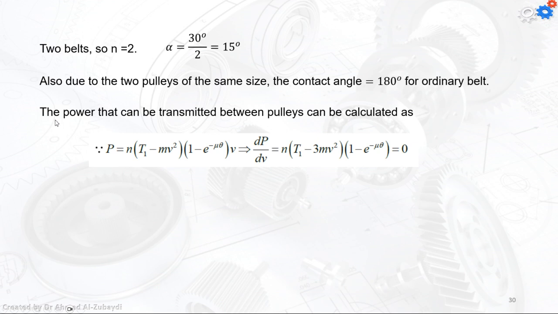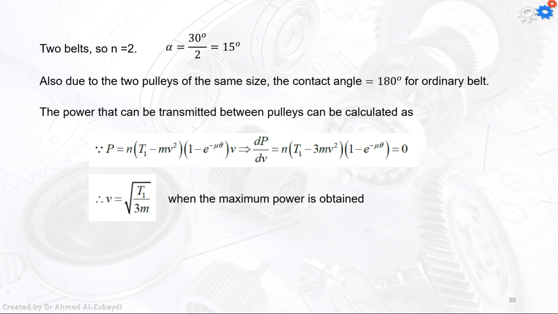The power that can be transmitted between the pulleys can be calculated as: the power is equal to N, which is the number of the belts, multiplied by the tension T1 minus the specific mass multiplied by V squared, and multiplied by 1 minus the exponential of minus mu theta over V. And then we are going to differentiate that equation and set it equal to 0. And thus I'm going to find that V is going to be equal to the square root of T1 divided by 3m, and that happens when the maximum power is obtained.